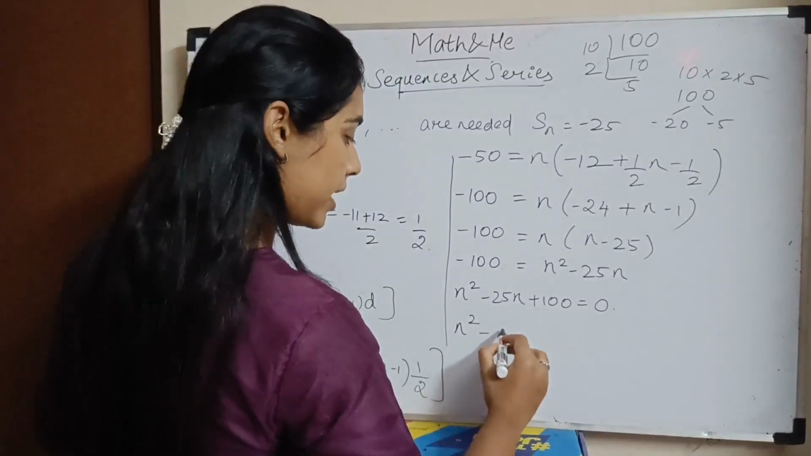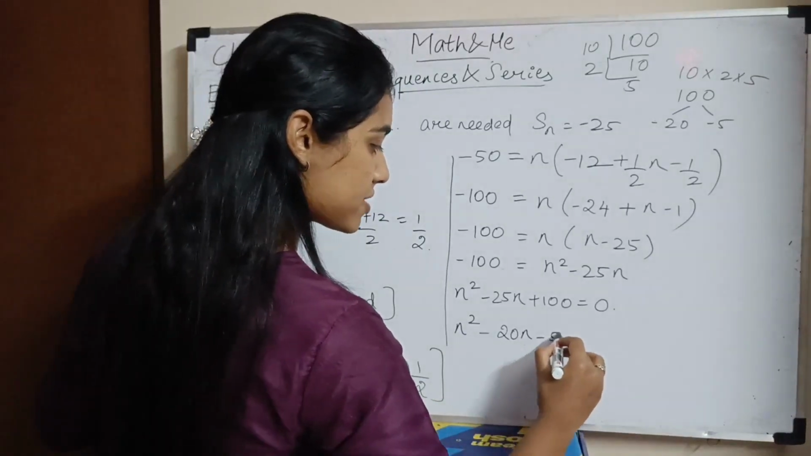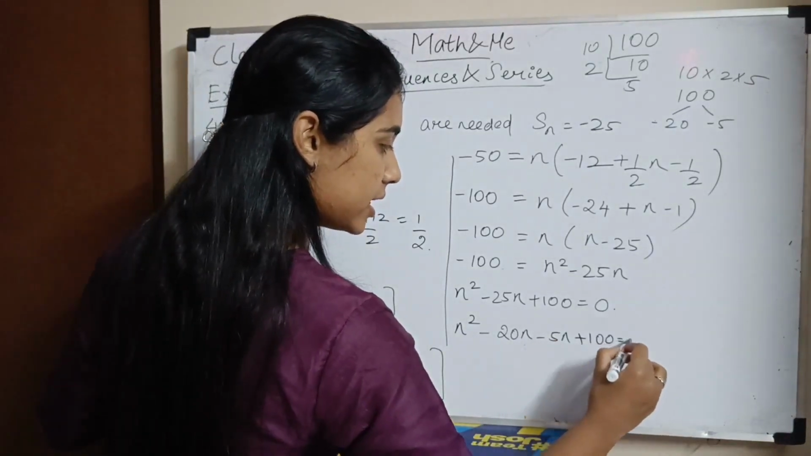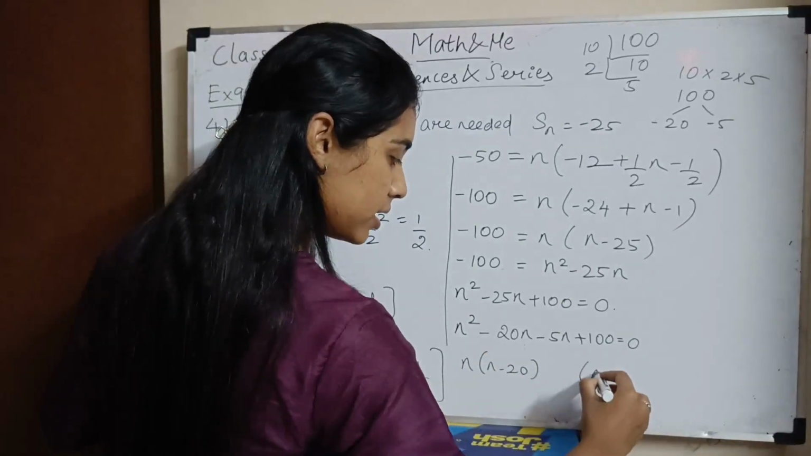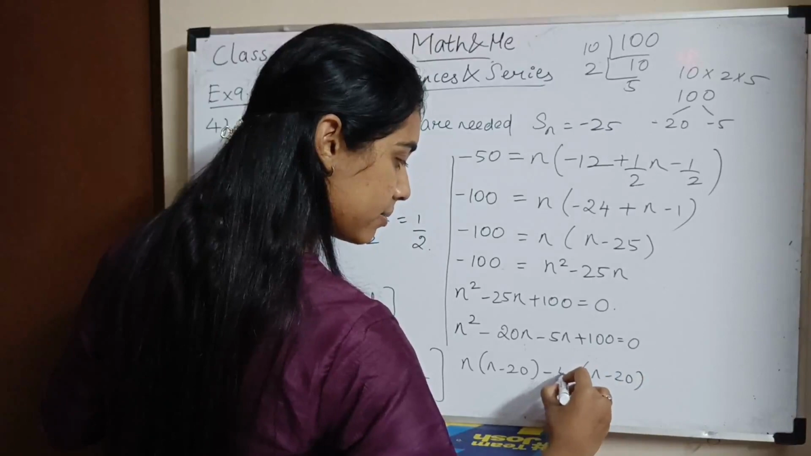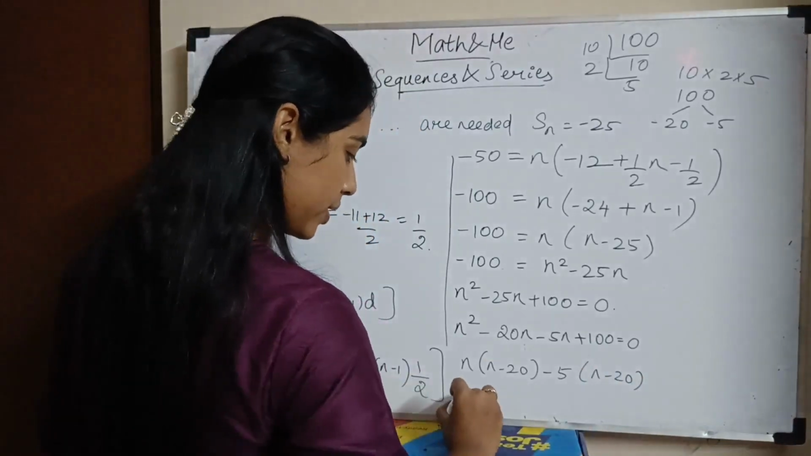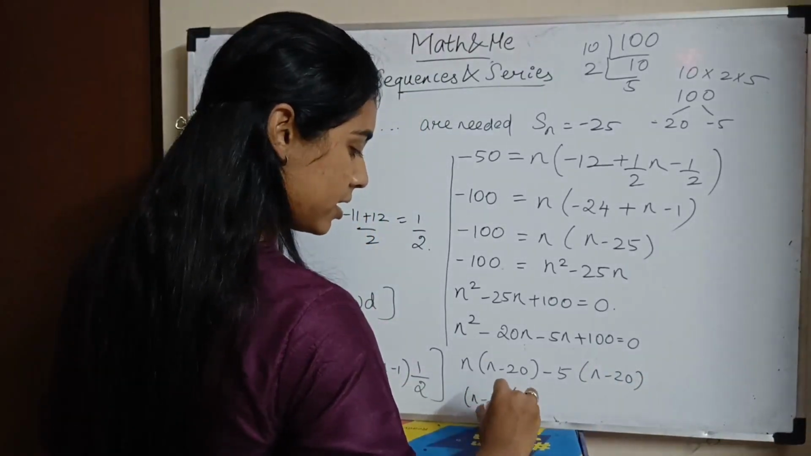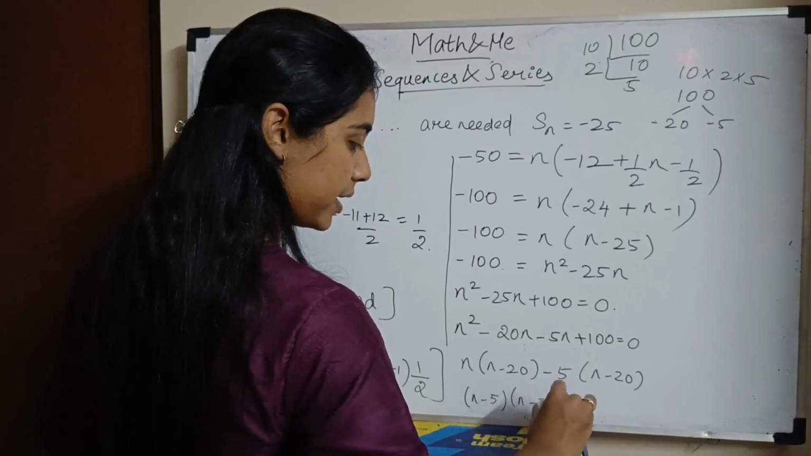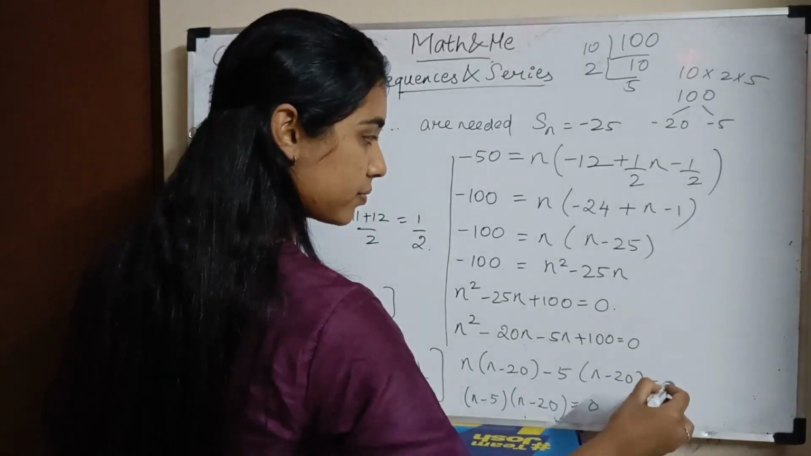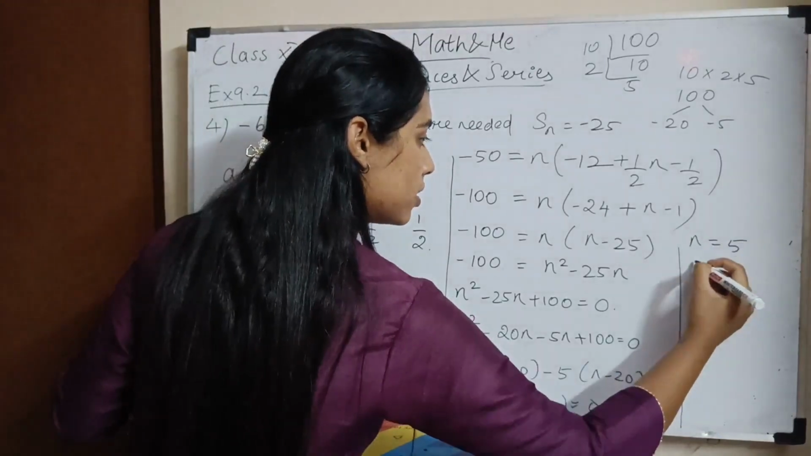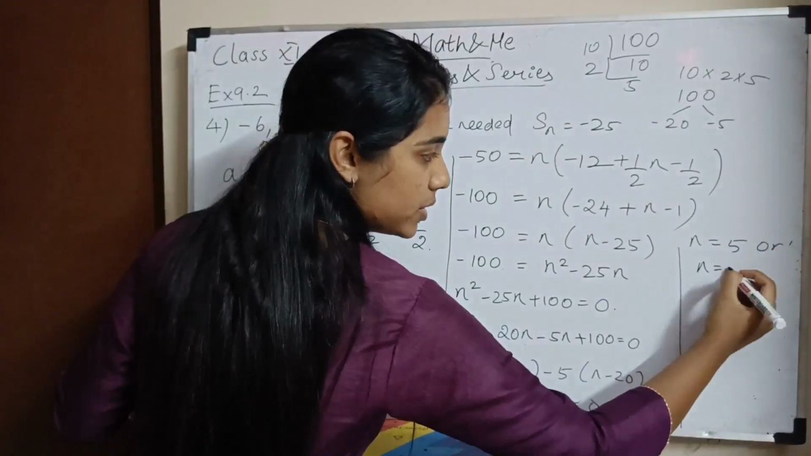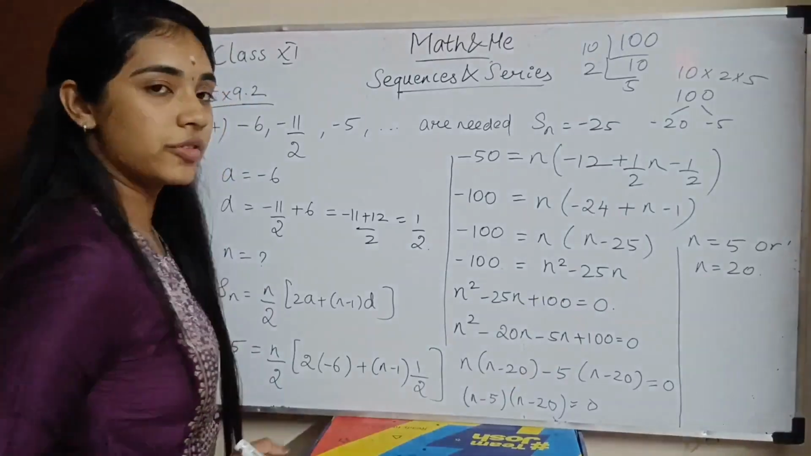n square minus 20n minus 5n plus 100 equals 0. n times n minus 20, minus 5 times n minus 20. So I have n minus 5 times n minus 20 equals 0. So what are my n values? n equals 5 or n equals 20. So these are my number of terms. Okay.